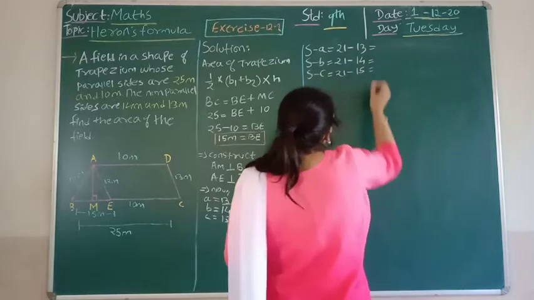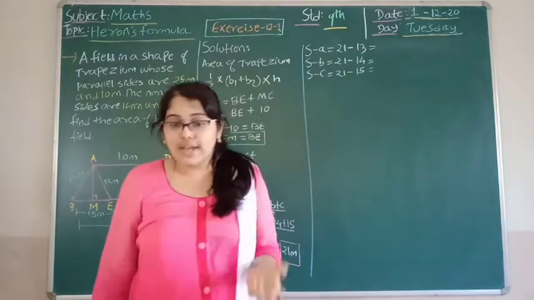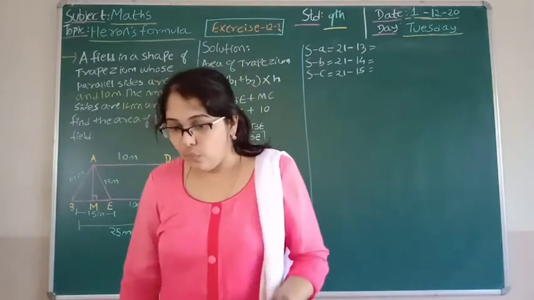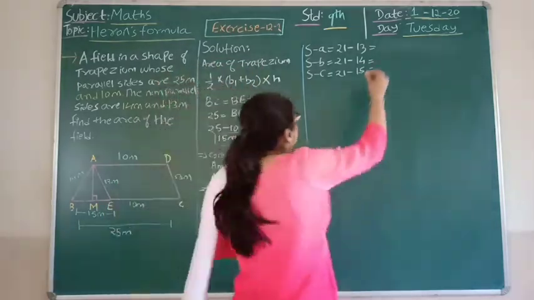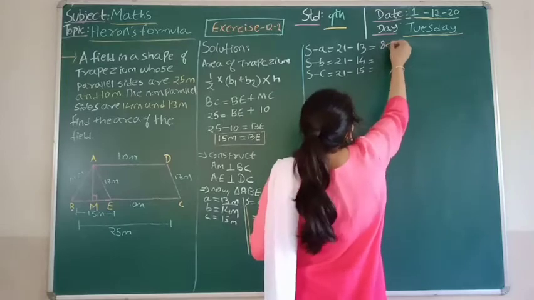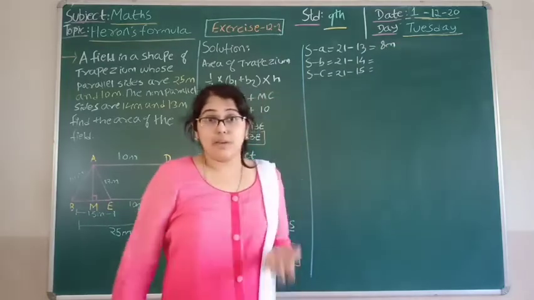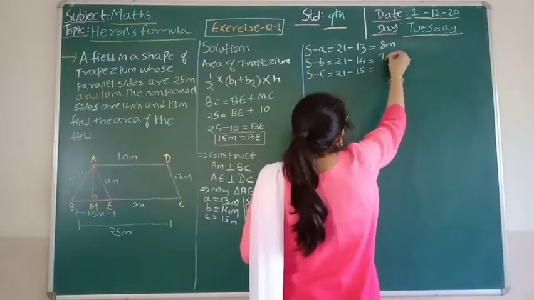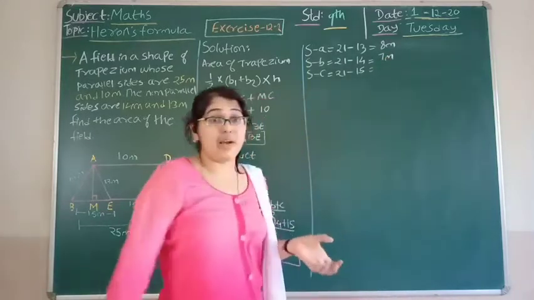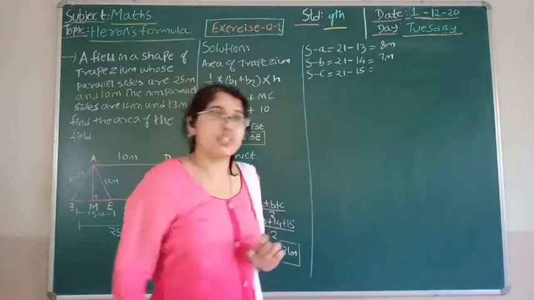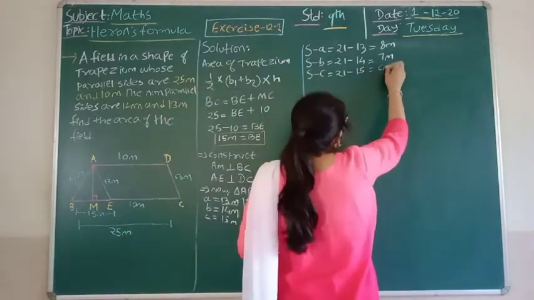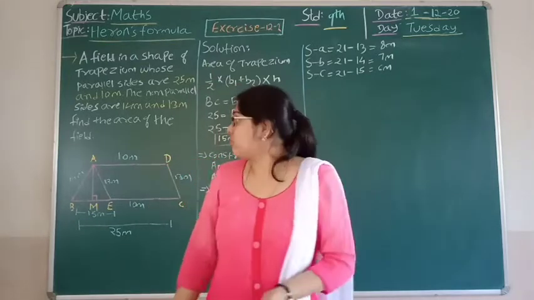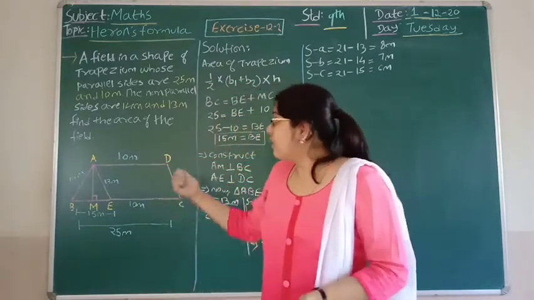Now as we know, S minus A, that is 21 minus 13, will be equal to 8 meter. S minus B, 21 minus 14, will be equal to 7 meter. And the last, 21 minus 15, will be equal to 6 meter. Right? Now we need to find the area of this field.